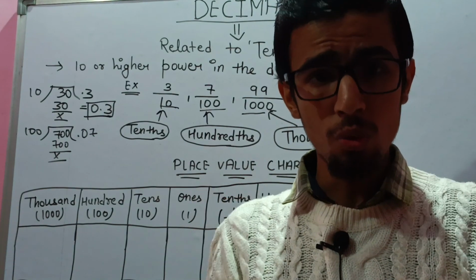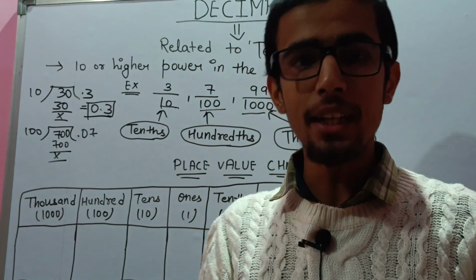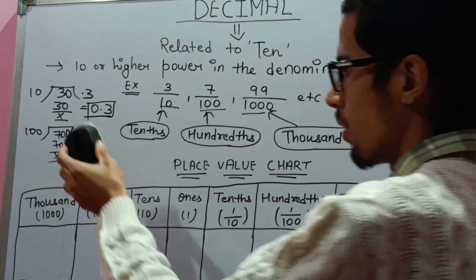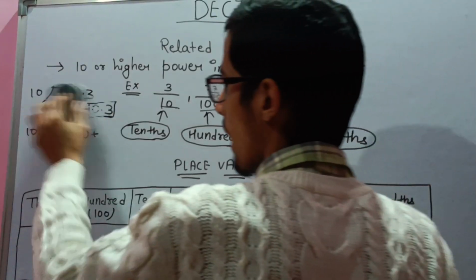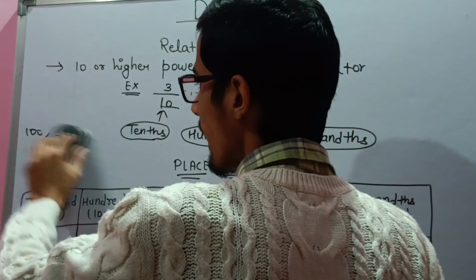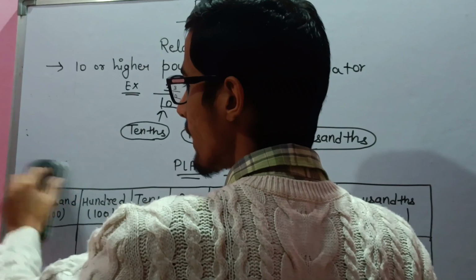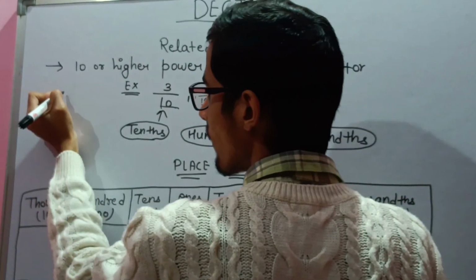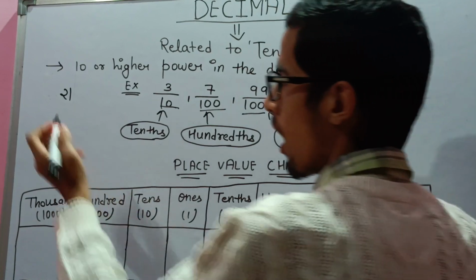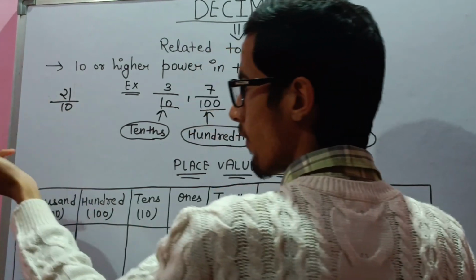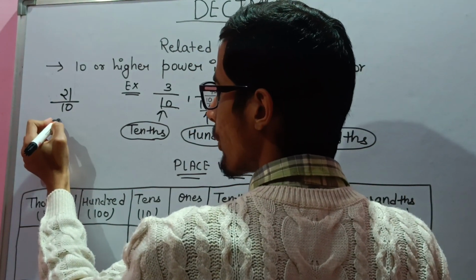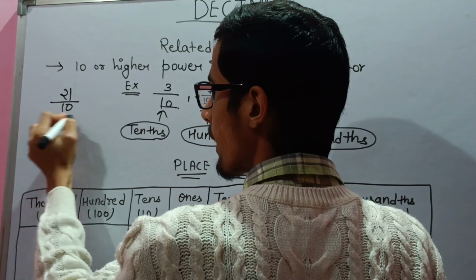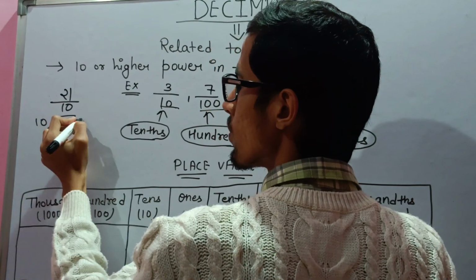Decimal is used to separate the integral and the fractional part. So let's see another example. Suppose we have a higher value in the numerator. Higher value means now we have 21 in the numerator upon 10, a smaller value. So we write 21 divided by 10. 10 twos are 20.